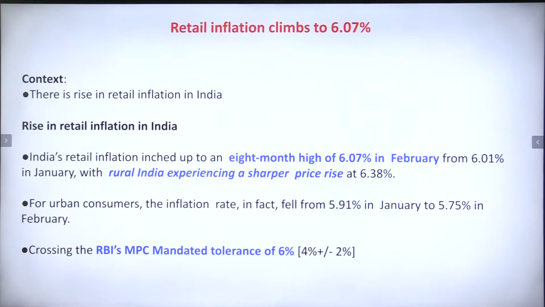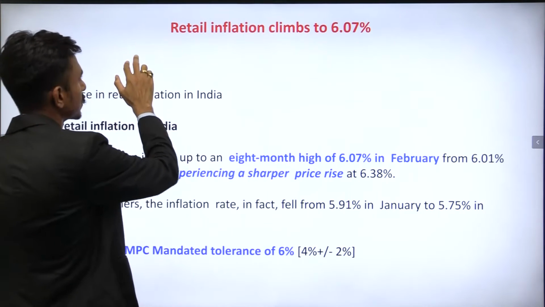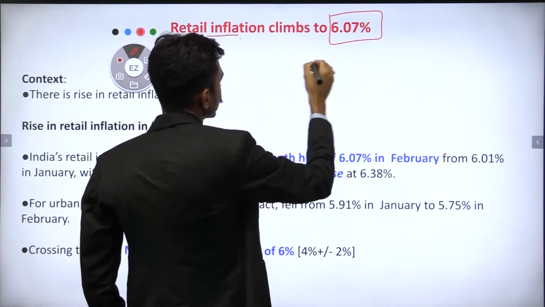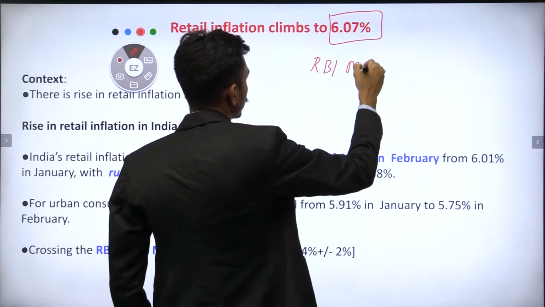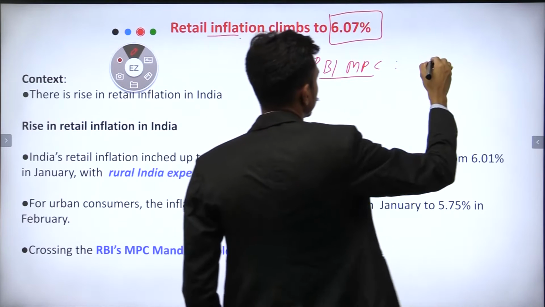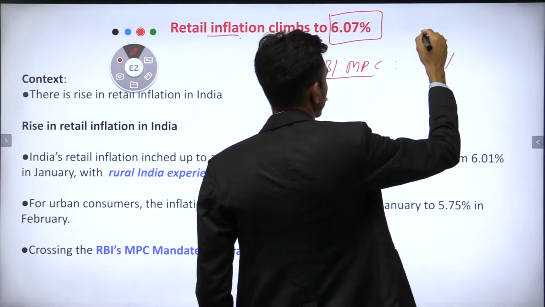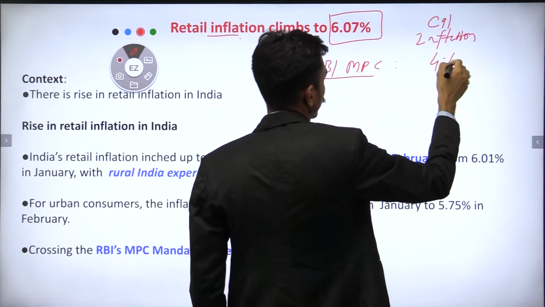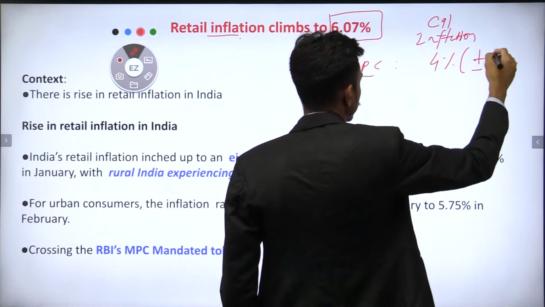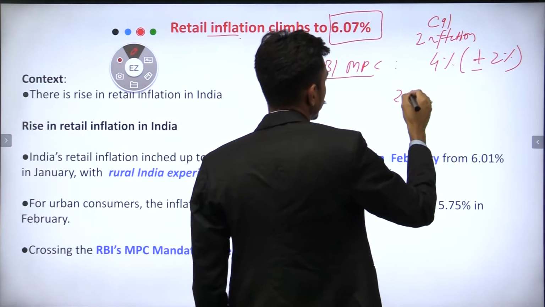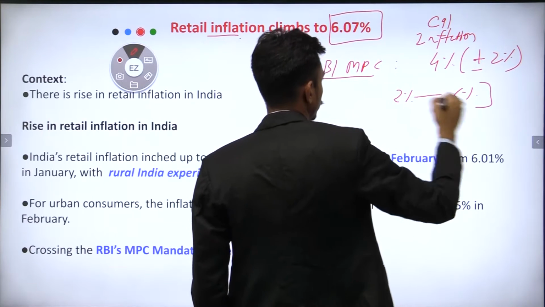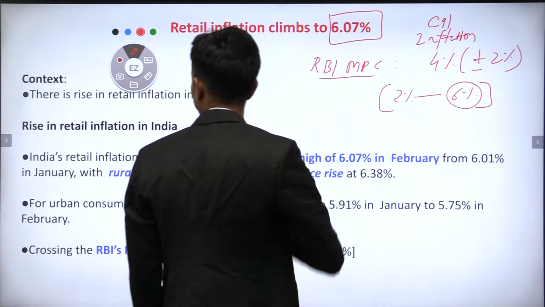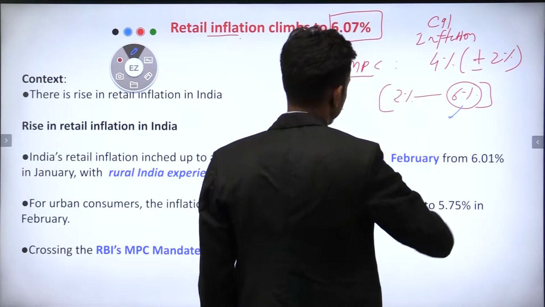The retail inflation has climbed to 6.07%, and definitely it is a cause of worry. Why? Because RBI's Monetary Policy Committee has set a target of 4% inflation, plus minus 2%. That means the range is 2% till 6%. So this is the tolerance limit, right? And if it exceeds this 6%, then definitely it is a cause of worry, right?